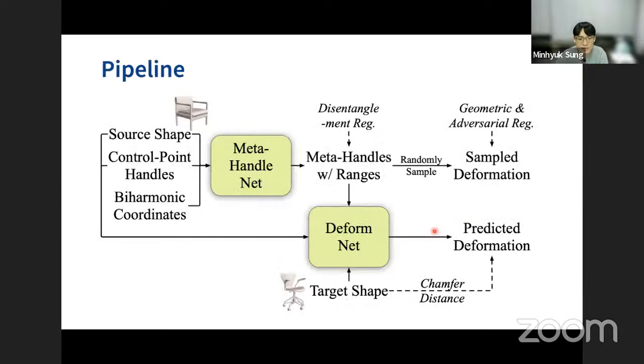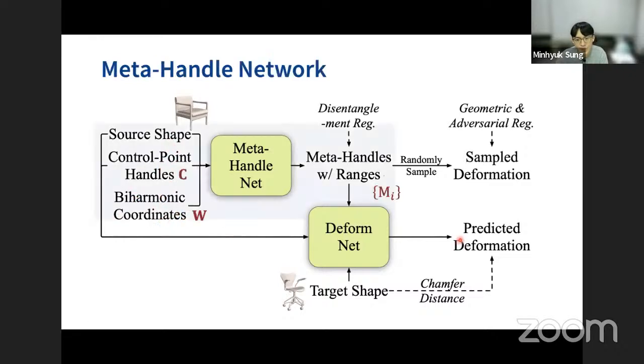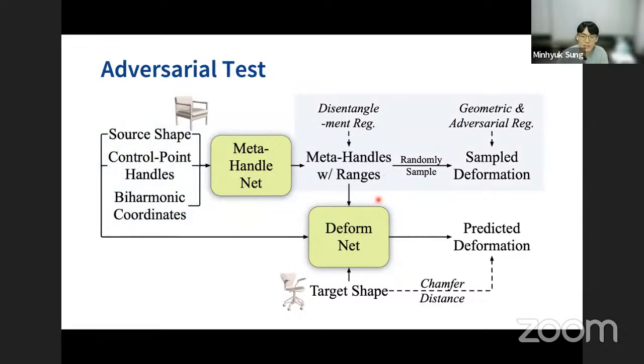So this is basically the basic setup. Again, the inputs are the input shapes, the randomly sampled control points over the input shapes, and the deformation function defined with the given control points, which are the biharmonic coordinates. And our network first predicts the set of linear combination weights that define each of the meta handles here.